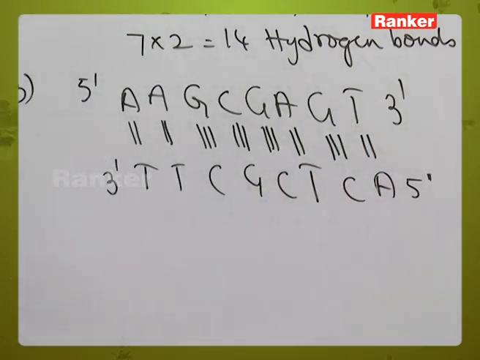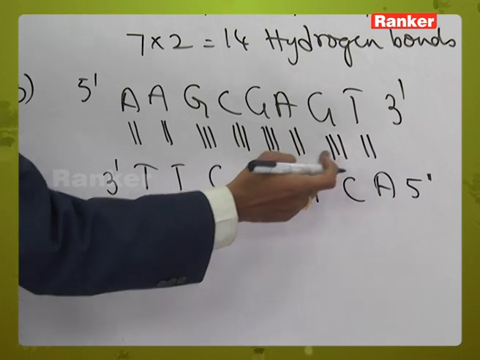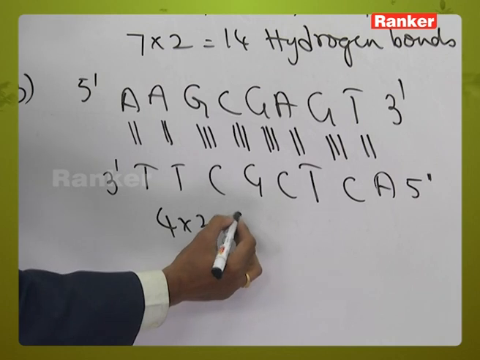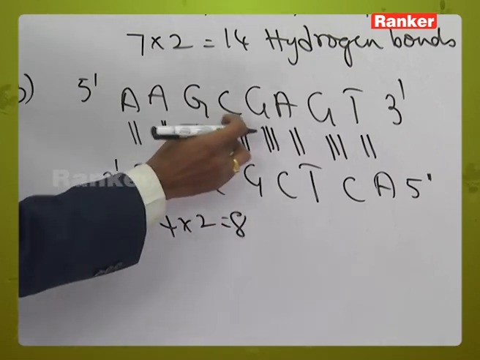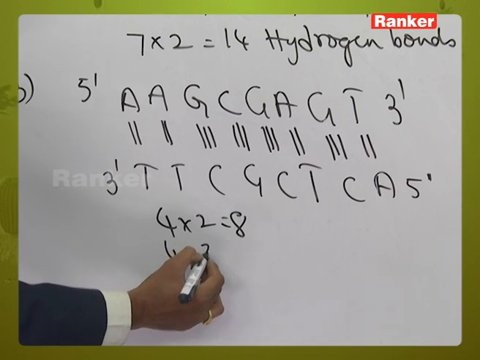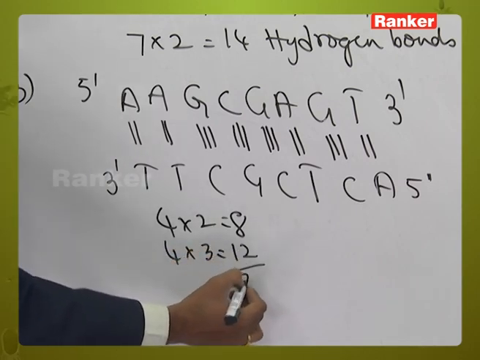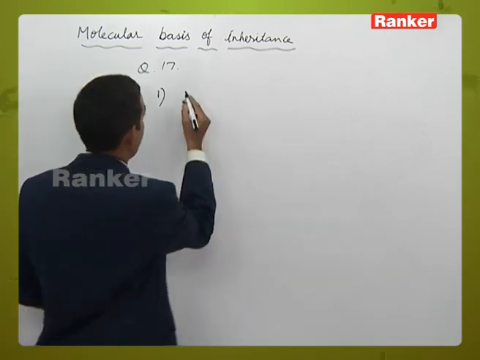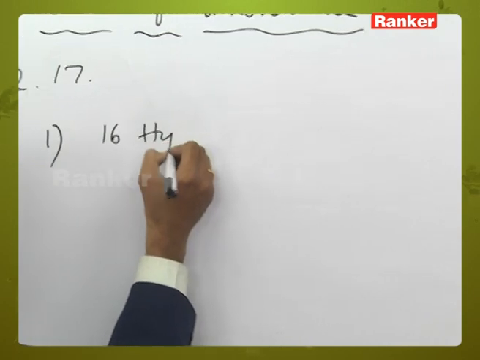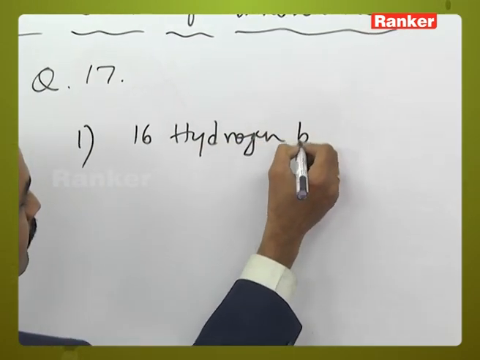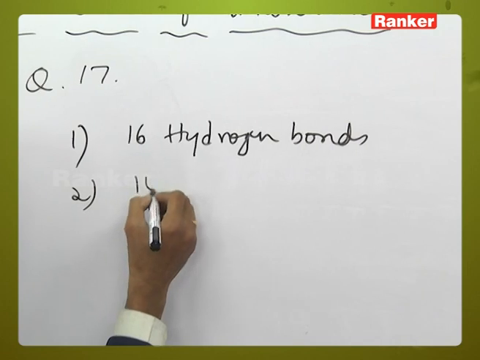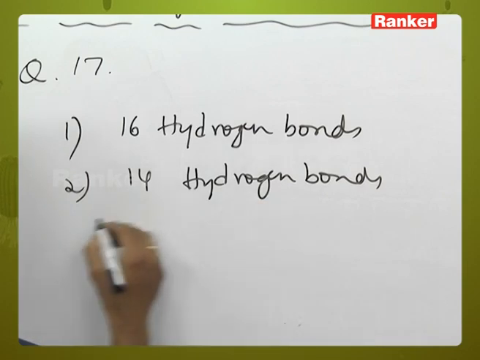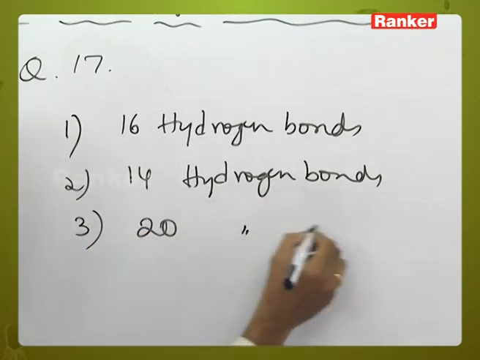Now if we count the total number, 1, 2, 3, 4 A and T pairs are there. So 4 into 2 hydrogen bonds, that is 8. And GC pairs are 1, 2, 3, 4. So 4 into 3, 12 hydrogen bonds. A total of 20 hydrogen bonds are present in the third one. First one with 16 hydrogen bonds, second one with 14 hydrogen bonds, third one with 20 hydrogen bonds.